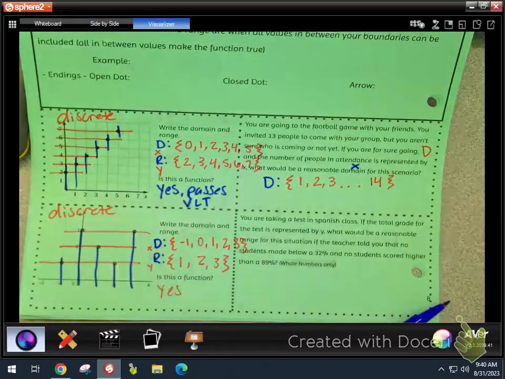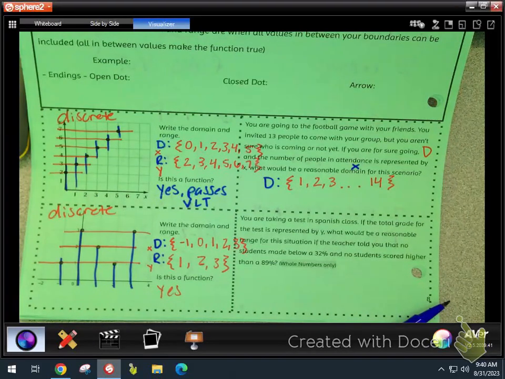Now, the reason it was discrete, we're not going to have half a friend. So we have to list it like that. And these are the possible amounts of people that can come with us through the gate. Ourselves, and then potentially all 13 friends, and anywhere in between. We okay? No? We're tired. Okay. Well, I'm sorry.